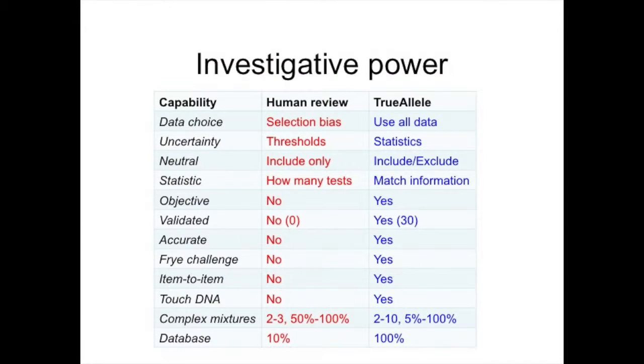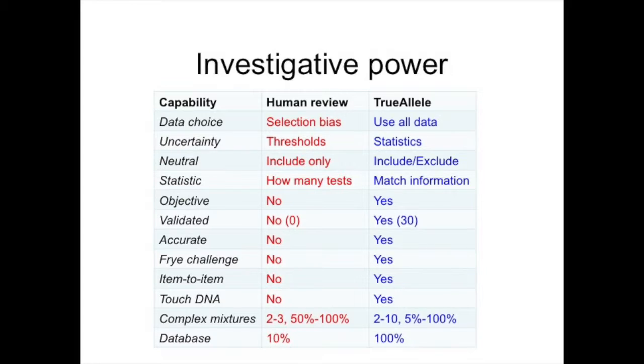Basically, the older methods of human review have been recently more discredited in the press in states like Texas, and the Washington, D.C. lab shut down completely because of misinterpretation of DNA mixtures. Shown in red are some of the reasons. The methods are biased. They have thresholds that throw out most of the data. They can only include. They can't include or exclude. Their statistics just count how much money was spent on tests, not actual probative match information. So the methods are not terribly objective.